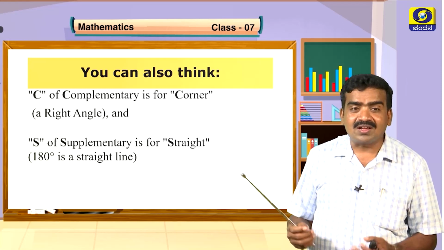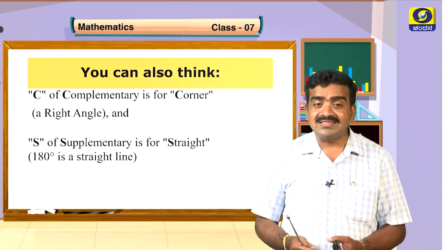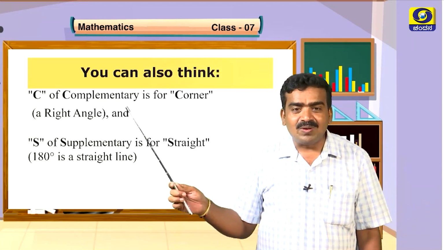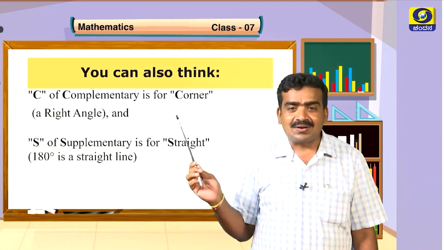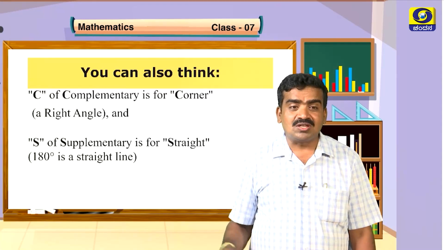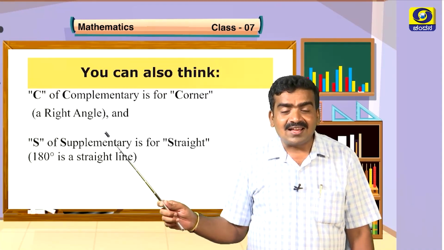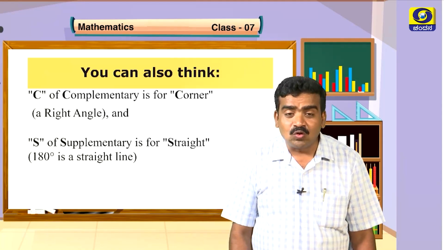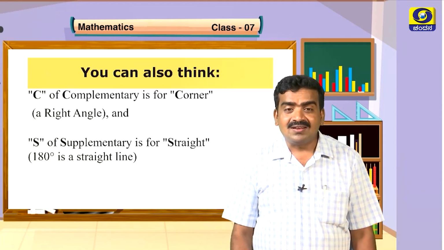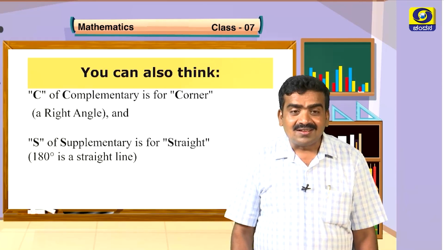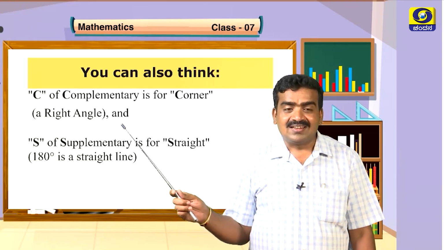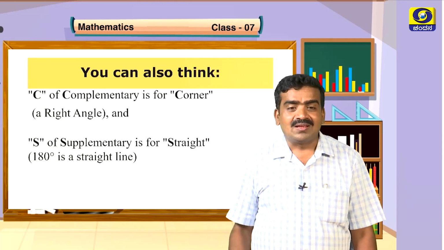How to remember complementary angle and supplementary angle easily? Here it is a clue. C of complementary is for corner. What does corner angle measure? You are right. Corner angle measure 90 degree. If you take the corner of the room, corner of the table and corner of your desk, all corners measure 90 degree.